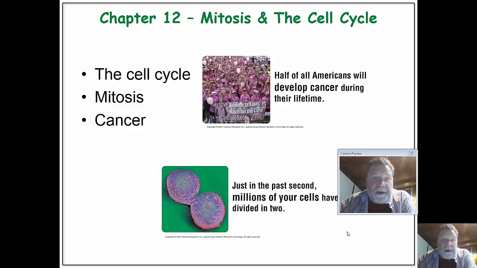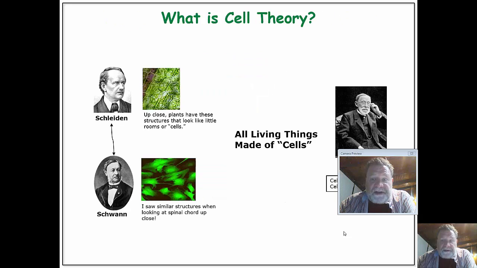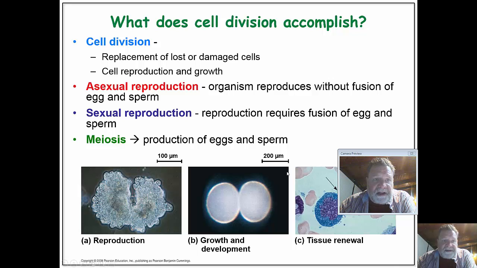Alright, this is the 10-minute wrap-up of Chapter 12, Mitosis in the Cell Cycle. We will be talking about the cell cycle, mitosis, and cancer. Basically, we have cell growth going on here. What's going on here? We have the cell theory, in that all living things are made up of cells. So everything has to have cells.